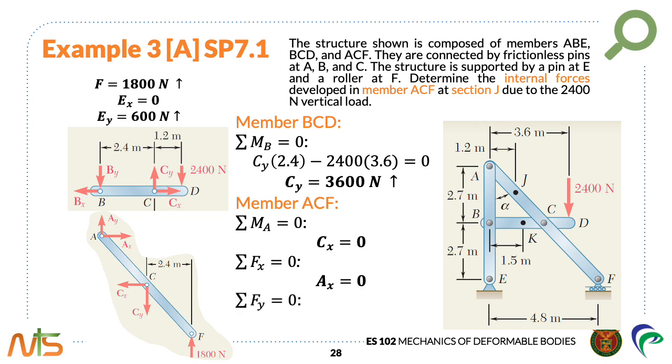And then last but not the least, we have summation of forces about the y-axis and then equate it to 0. So for this, we have Ay, Cy, and the 1,800 Newton force. Cy is given, 3,600 newtons going upward. Ay is unknown. Then we are given 1,800 newtons. So therefore, Ay is equal to 1,800 newtons going up.